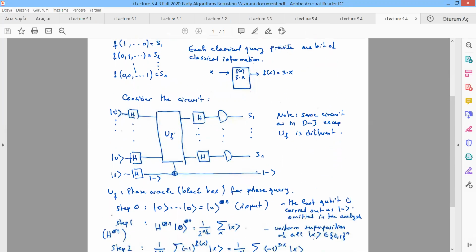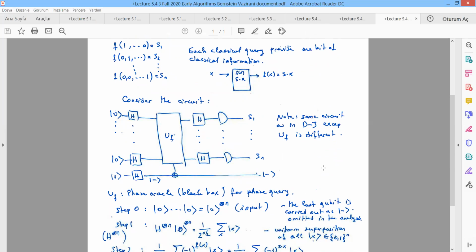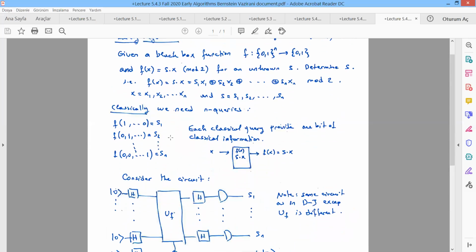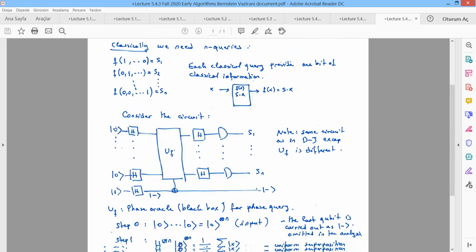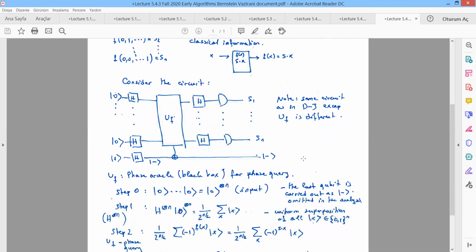But now let's consider the circuit. This circuit is actually the same circuit as Deutsch-Jozsa's algorithm, except that now this oracle U sub f is different. U sub f now has a defined form: f of x equals s dot x. It computes the inner product. So let's analyze the circuit and see how it works.